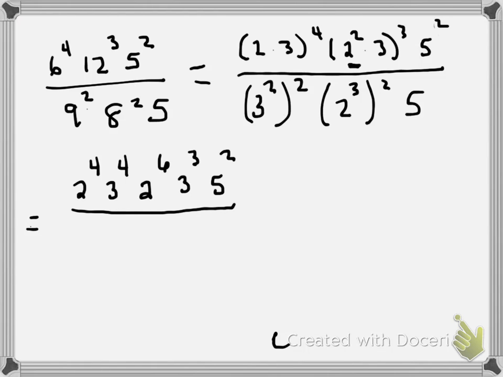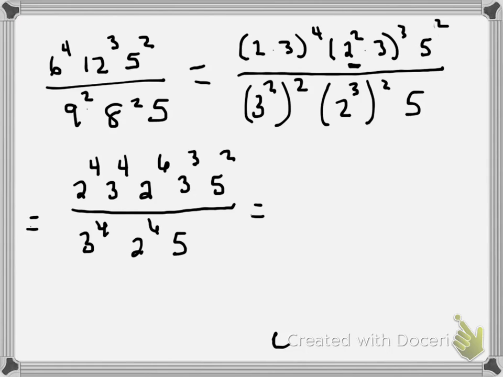Then in the denominator I have 3 squared quantity squared. So that's 3 to the 4th. And I have 2 to the 3rd squared, so that's 2 to the 6th times 5. Okay, now at this point you have a couple options. Like I could cancel things that are equivalent.